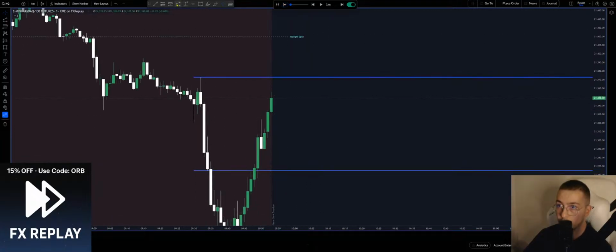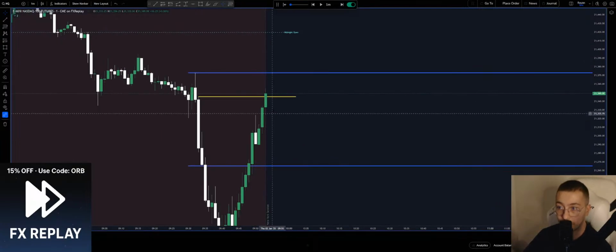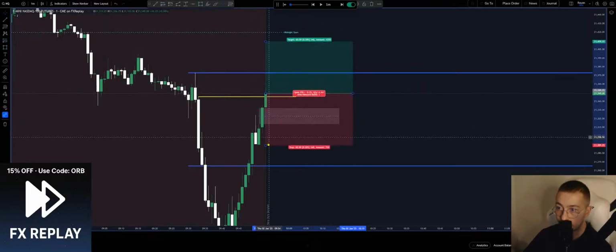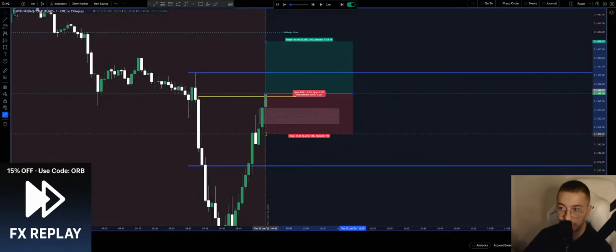Let's assume that, for some reason, that yellow line is the ORB. So we break above the ORB, we still have our entry. Our entry is valid. Why? Because there's a fair value gap here, and your entry is going to be a market order, your stop at the last low that created the fair value gap.